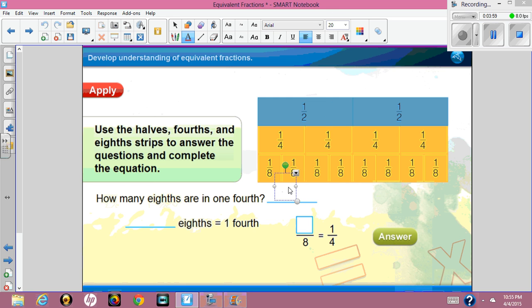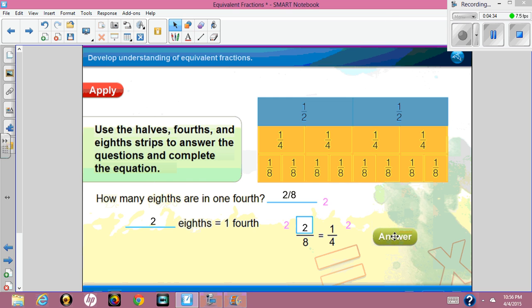Let's answer this question. 2/8. Our second question says, 2/8 is equal to 1/4. Now let's check our answer here. We would put 2. Now let's check. We are correct. 2/8 is equal to 1/4.